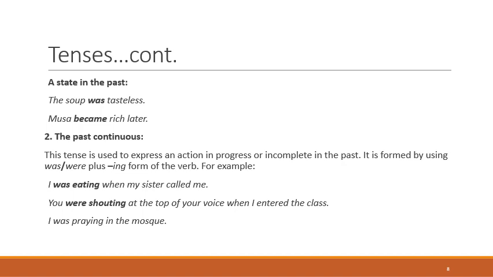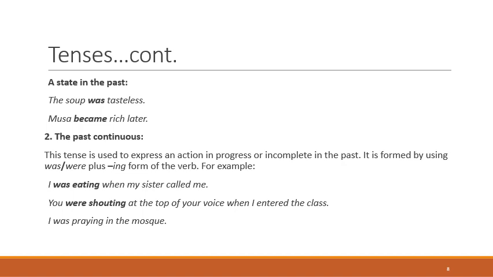Then we said a state in the past. Remember we said a verb is not just used to express action. Sometimes there are verbs that are not action oriented. For example, in this type of verb, we have what we call expression of state. That is how something is, or how something was, or how something has been, either in the past, in the present, or in the future. For example, you say the soup was tasteless. Musa became rich later. That is, he wasn't rich before. The soup was not, maybe at first, tasteless. And for example, Musa became rich later. That is, he was not rich before the time of the sermon, and he later became rich. And this may be holding or not holding at the time of speaking.